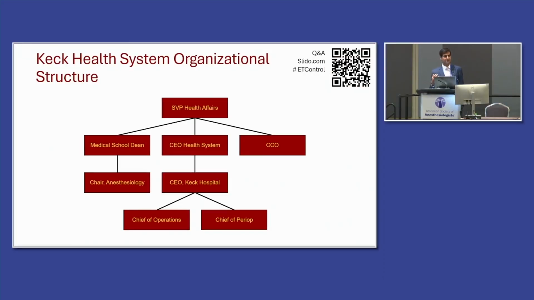So in very simple terms, this is the org structure that we have. We have our senior vice president of health affairs that oversees everything. We have our chief clinical officer that's very involved with clinical activities, the CEO of the health system, and underneath him is the CEO of the Keck Hospital, which is the hospital I work at. And the 2 key folks involved with all of this is the chief of operations and chief of peri-op that report to him. And then on the other side, on the academic side, of course, the dean, chair of anesthesia, and the person basically that I report to.